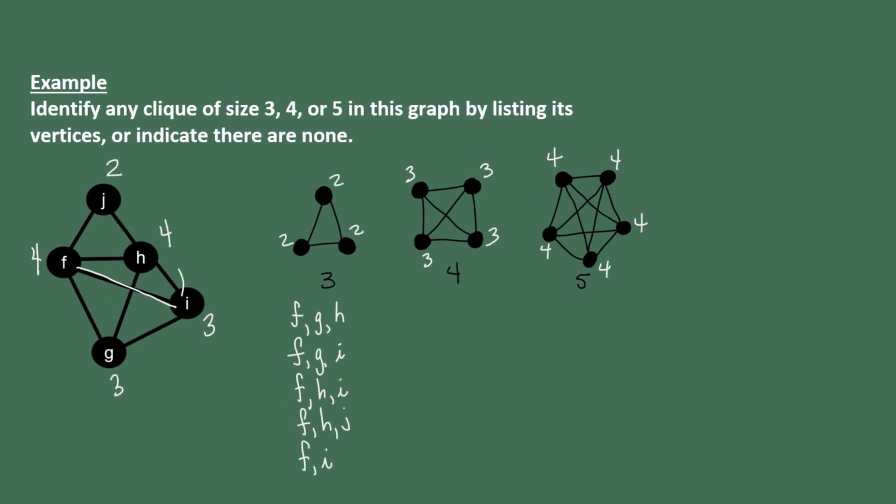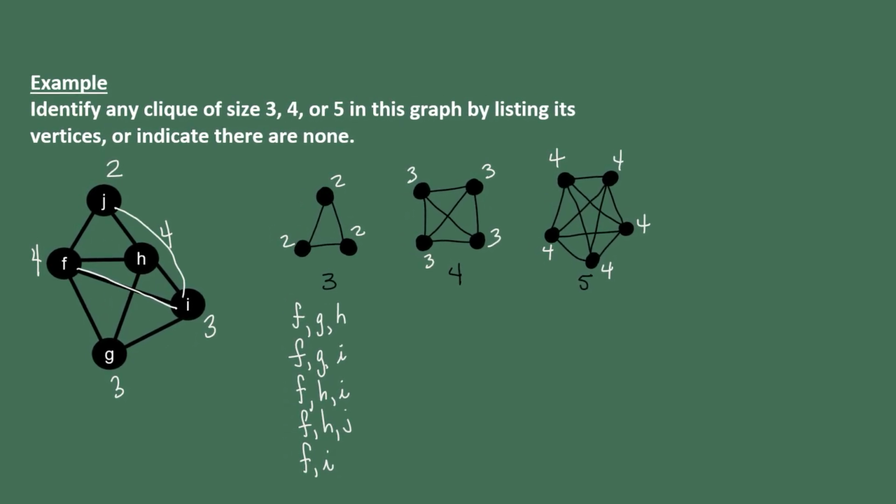The problem here is that I doesn't actually connect to J. I and J are not adjacent to each other, so we cannot form a clique of size 3 using F and I. So we would just stop there. So these are all the cliques of size 3.